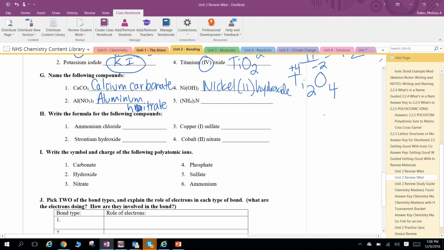How did I know it was a 2? Well, OH always has a minus charge. And if there's 2 of them that are satisfying this nickel, that must mean the nickel has a +2 charge to cancel that out. And number 5 here, I just saw the numbering is a little bit off, would be ammonium nitride.